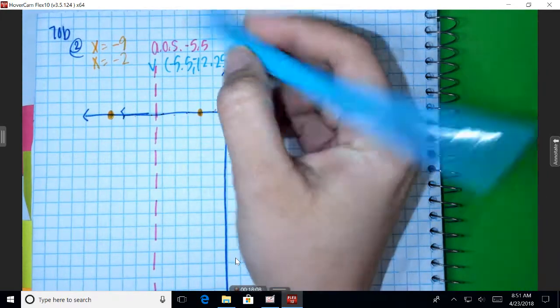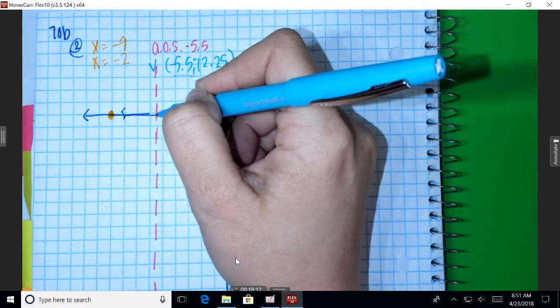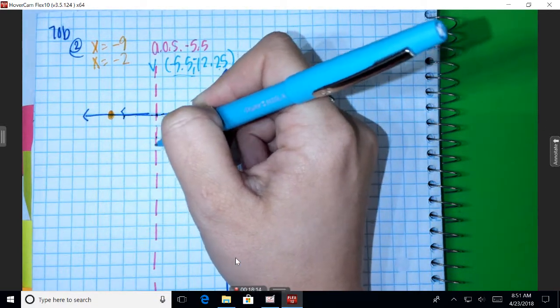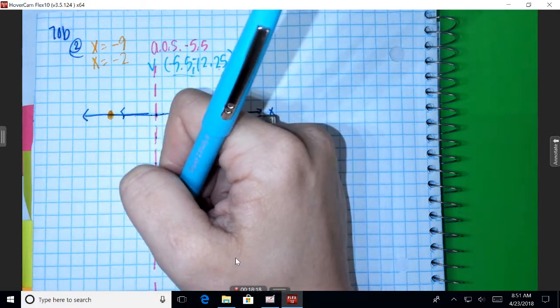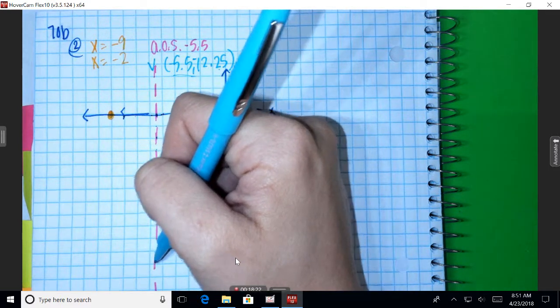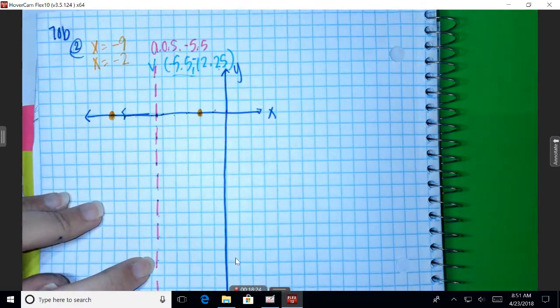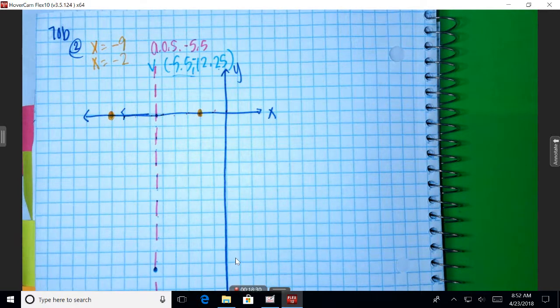All right, so we're going to go left, negative 5.5, and then down 12.25. So 1, 2, 3, 4, 5, 6, 7, 8, 9, 10, 11, 12. And where would 0.25 be? When you just go down a little bit. Okay, so just go down a little bit and put a dot.